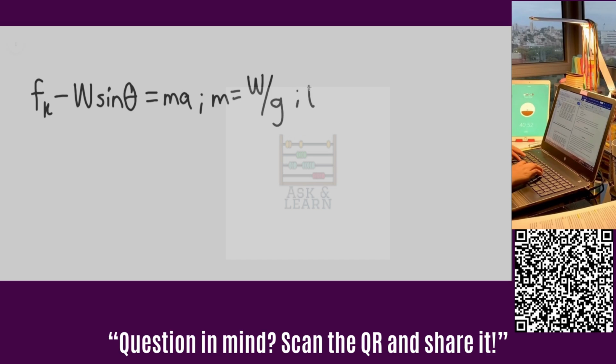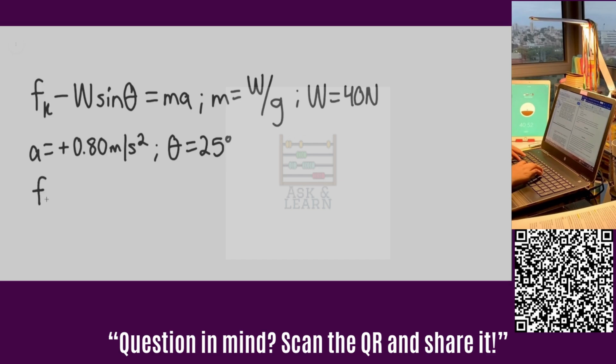And so here the weight is equaling 40 newtons. Here the acceleration is equaling positive 0.80 meters per second squared. And here theta is equaling 25 degrees. So we can find the kinetic frictional force. This would be equaling ma plus w sine of theta. And after we plug all of our variables in, we find that the magnitude of the kinetic frictional force is equaling 20 newtons. Now, keep this in mind.